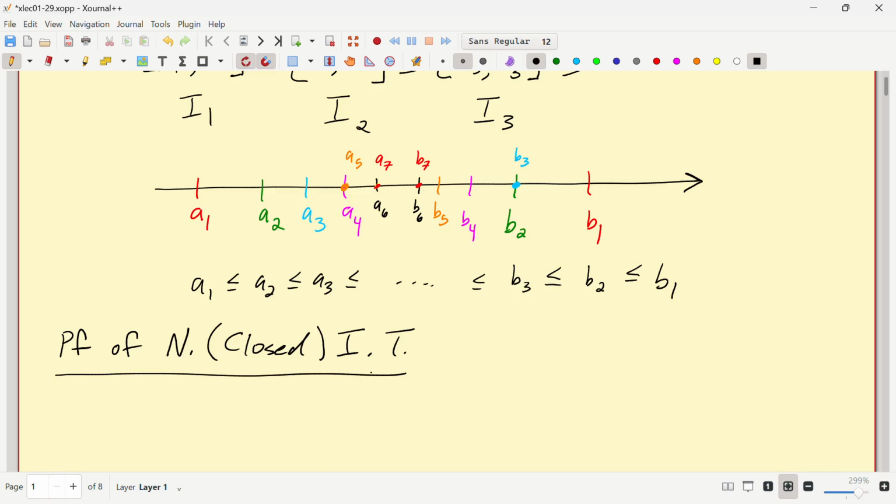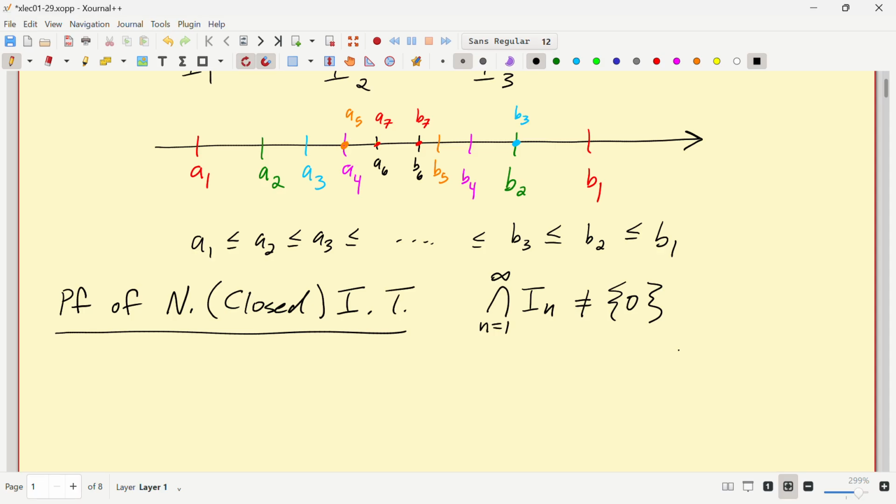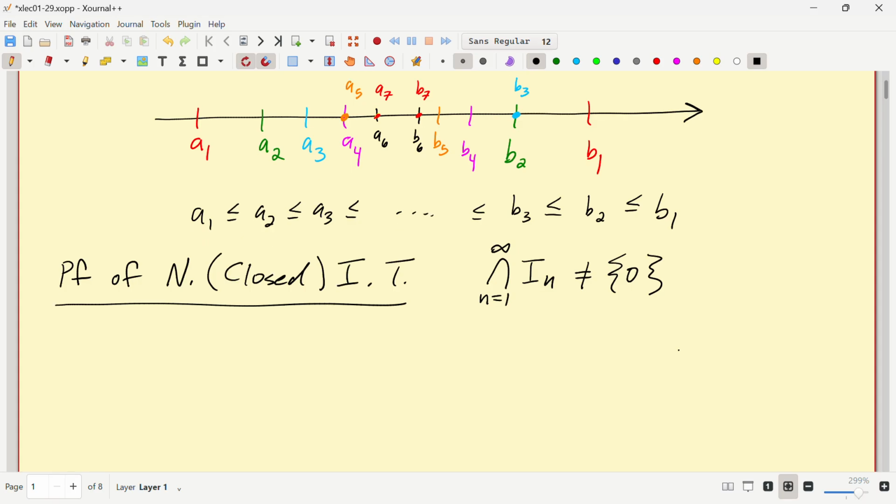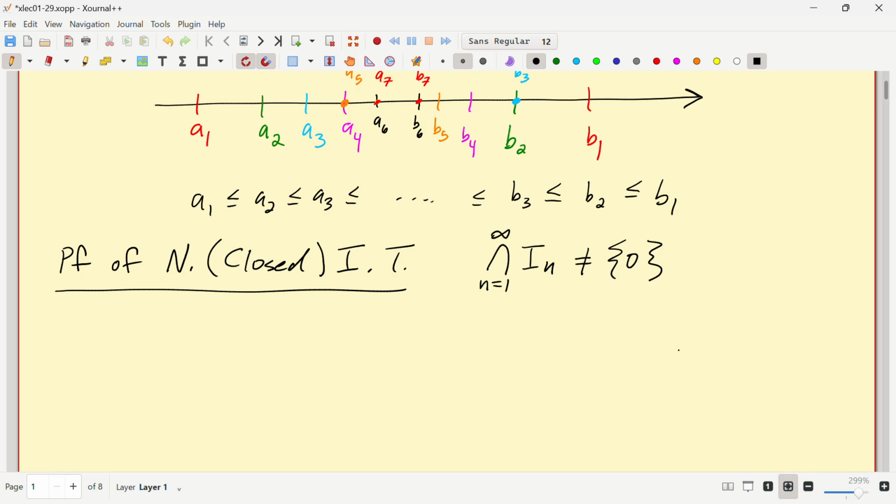The nested closed interval theorem says that the intersection of all the I_n is not empty. So there's a real number that's in all the intervals. And that's what Cantor used to show that he could come up with a map that misses a real number. Any one-to-one map from the integers into the real numbers misses a real number, so it can't possibly be onto, and so it can't possibly be countable. Okay?